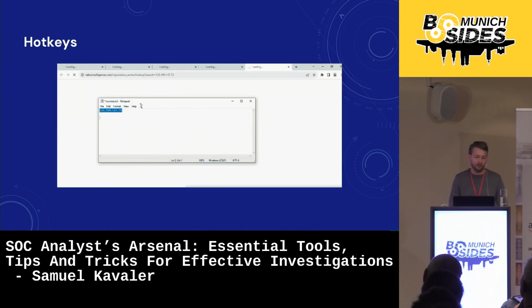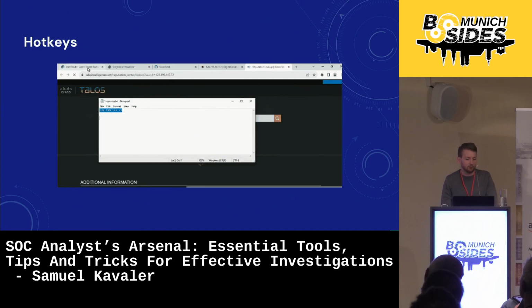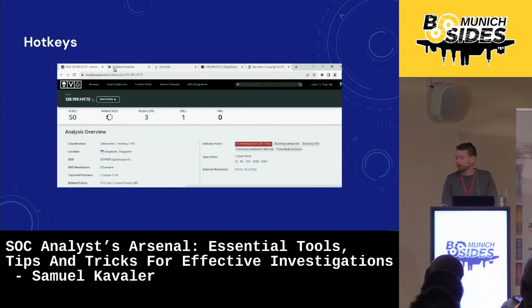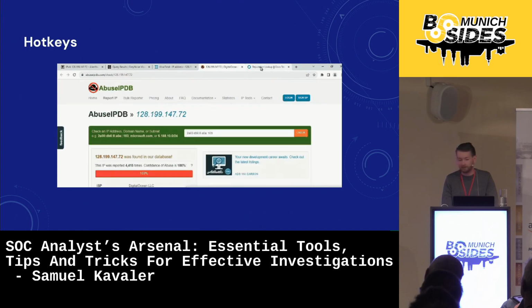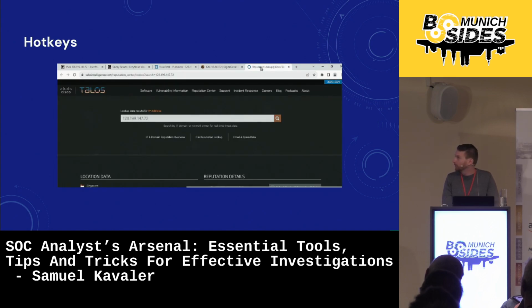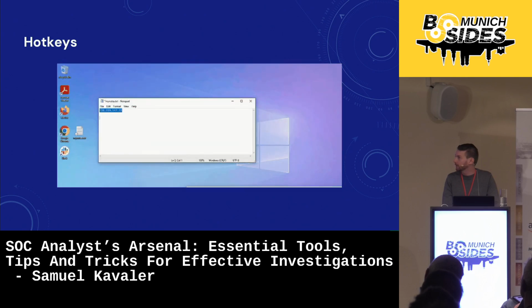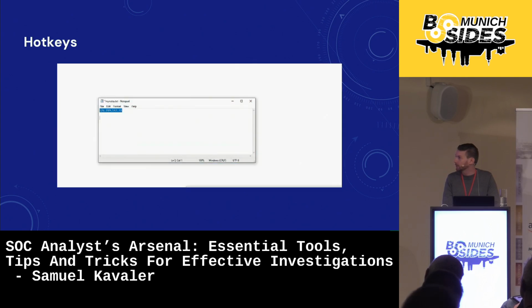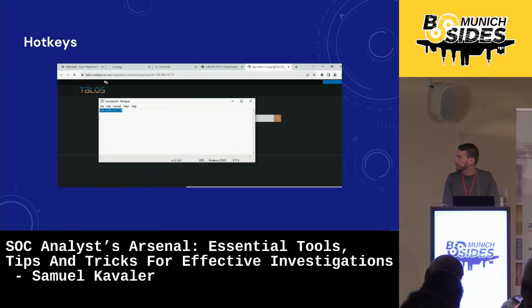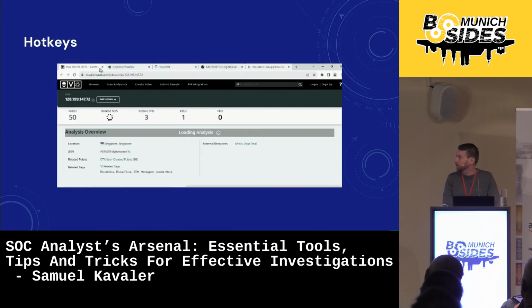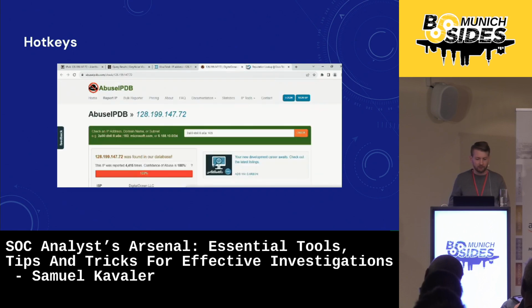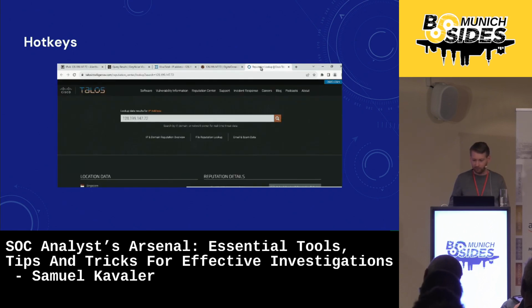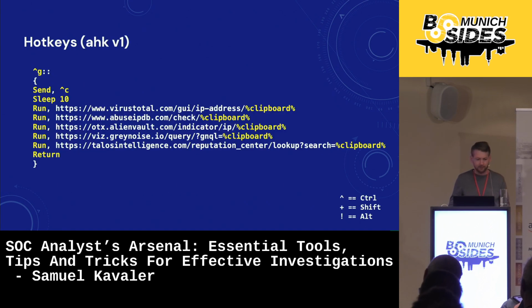All right, so here I'm using a different macro where I'm copying an IP address into my clipboard, and by pressing Ctrl-G, I will open the IP address in 5 different reputation engines in my browser. So very quickly I can spin up all the engines that I'm interested in for checking the IP reputation. So this is how the script looks.